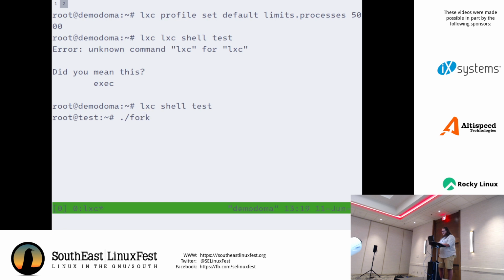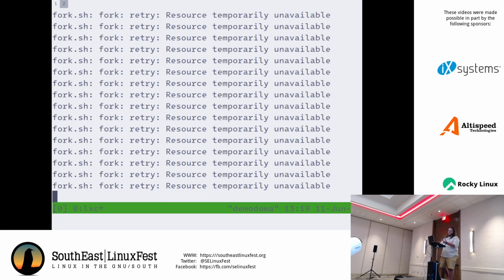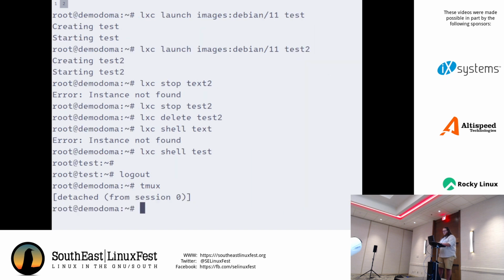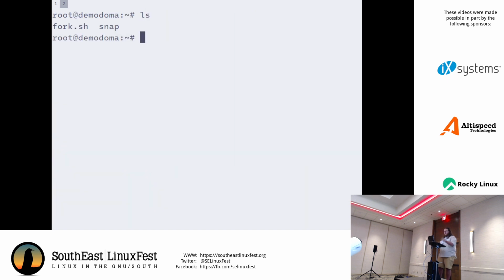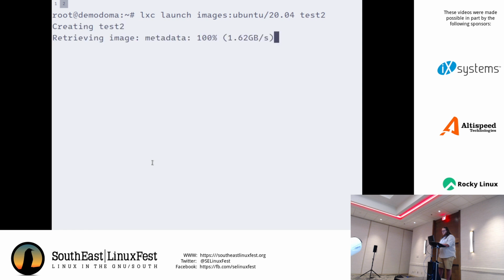Now we're going to execute that fork bomb. And suddenly we see a resource temporarily unavailable. It's used all of those 5,000 processes. We can disconnect, show that the host system is still responsive, and launch images Ubuntu, I don't know, 2004. Call it test 2. We can create a new container. I'm going to shell into it once it's finished.